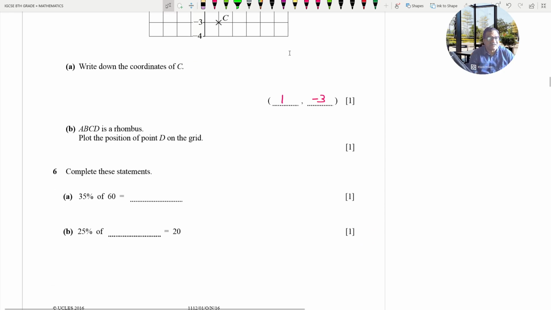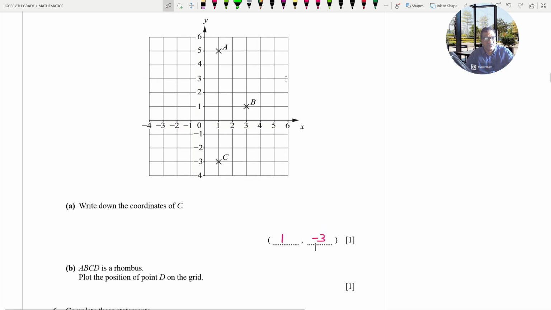Now, part B of the question says that ABCD is a rhombus. Plot the point D on the grid. So, for ABCD to be a rhombus, you can see this is AB, this is BC. So, where should D be roughly? According to me, D should be at -1, and here, right? This is -1. Let us see where we get -1 and 1, this position.